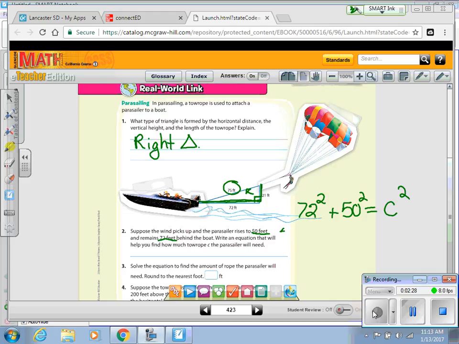72 squared is 5184, 50 squared is 2,500 feet. When we add those together, we get 7,684 feet.